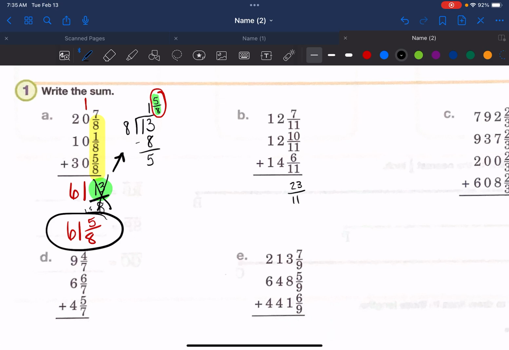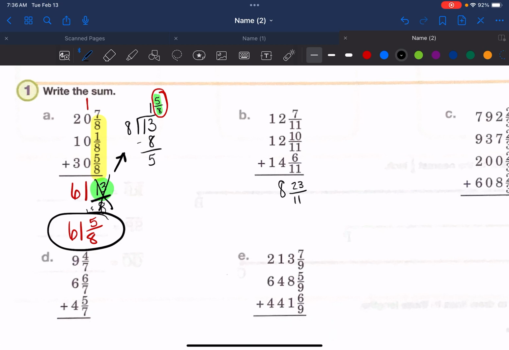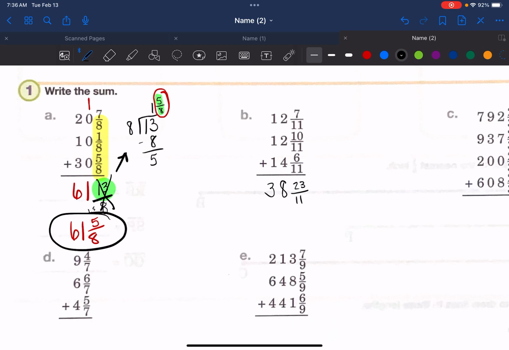Okay, I'm going to leave that there for now. And I'm going to add my ones side. I have 4, 5, 6, 7, 8. And then 1, 2, 3. 38 and 23 11ths. Okay, so now I solved it, but I have an improper fraction here. So I need to change that. So I'm going to divide 23 divided by 11. And I know that goes in 2 times, which makes 22. So when I subtract it, I have 1 left over, so I have 1/11.